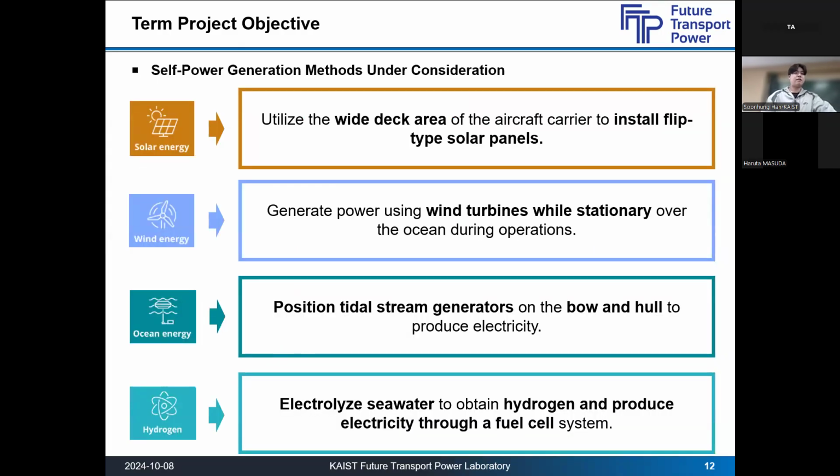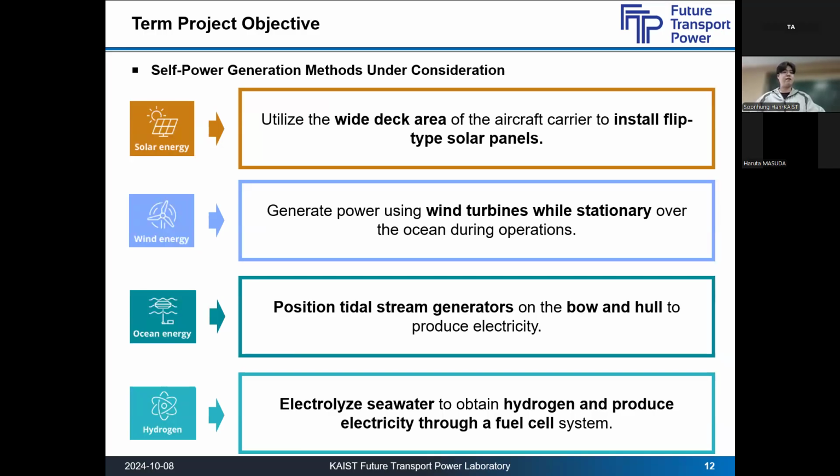So next is the self-power generation methods under consideration. Before I introduce this, I want to say these four are under consideration. For now, they are just being edited or fixed. So the first one is solar energy. It utilizes the wide deck area of the carrier and installs thin-type solar panels to generate power.